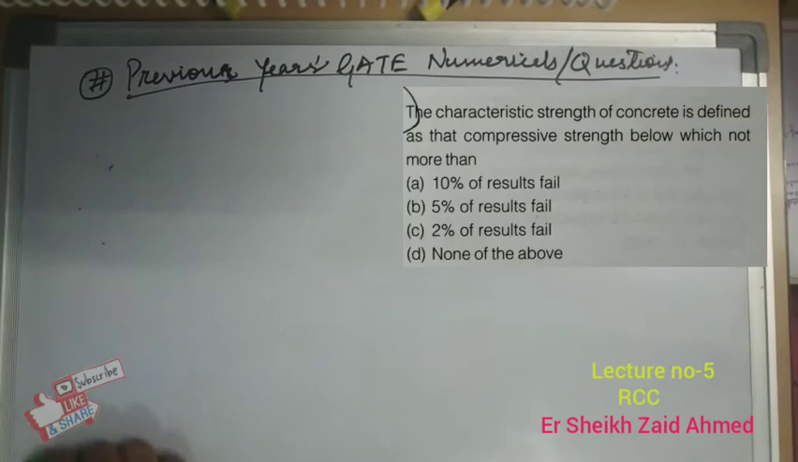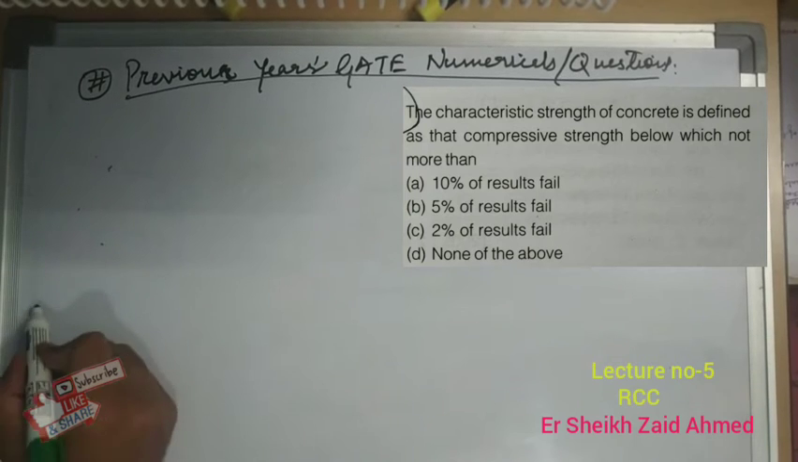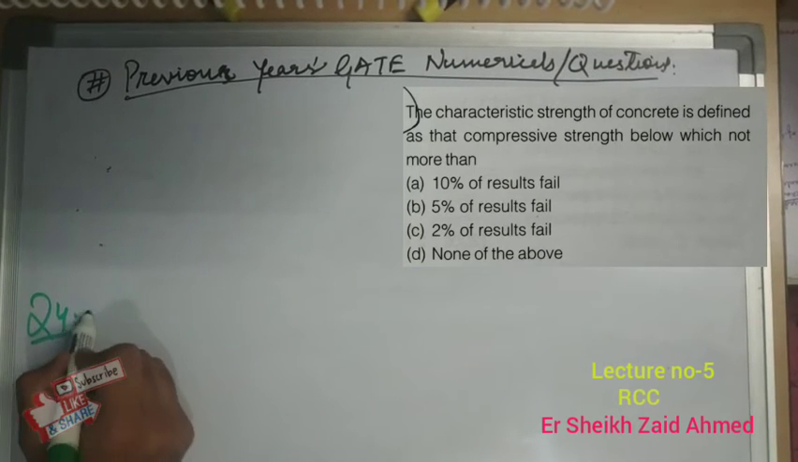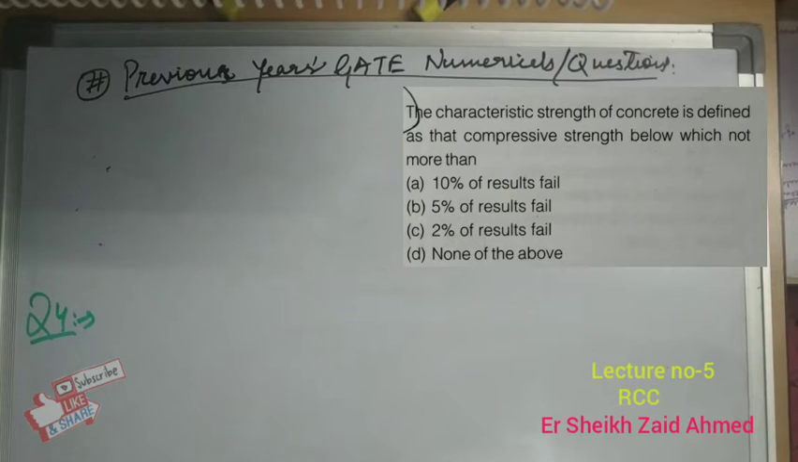Now moving on to the next question that will be displayed on your screen. The next question says, yeah, it's very interesting. The characteristic strength of concrete is defined as that compressive strength below which not more than, first option 10% of results fail, second option 5% of results fail, third option 2% of results fail, and fourth is none of these.